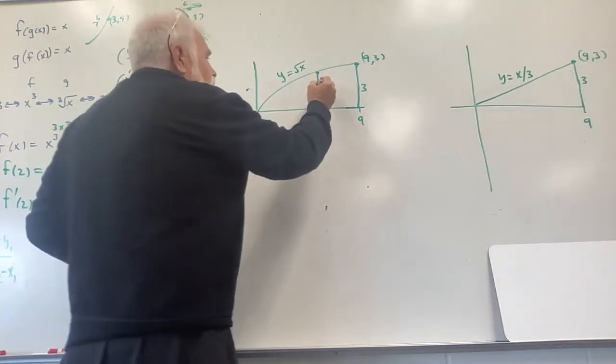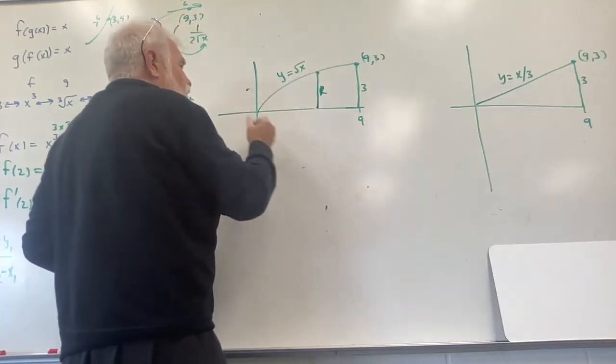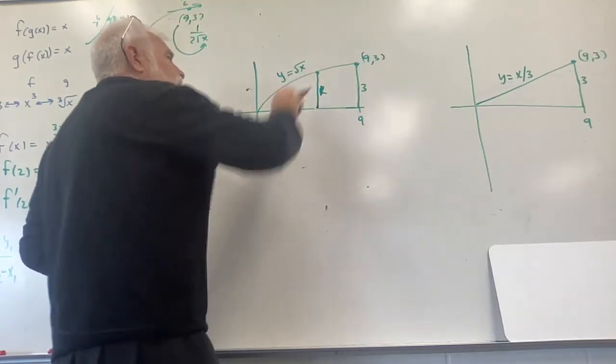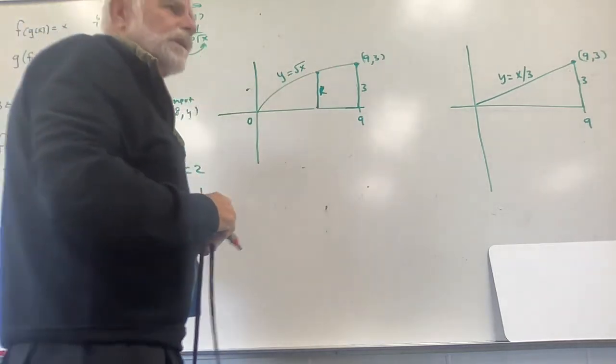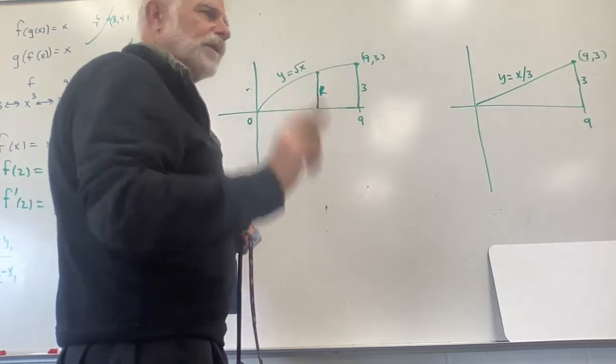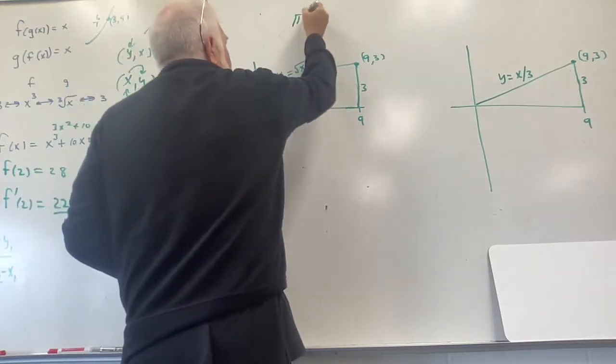Here we go. Big R, rotating around from 0 to 9. And that gives me one, what we call, cross section. And that one cross section is circular with a little bit of thickness. So we've got a pi r squared.